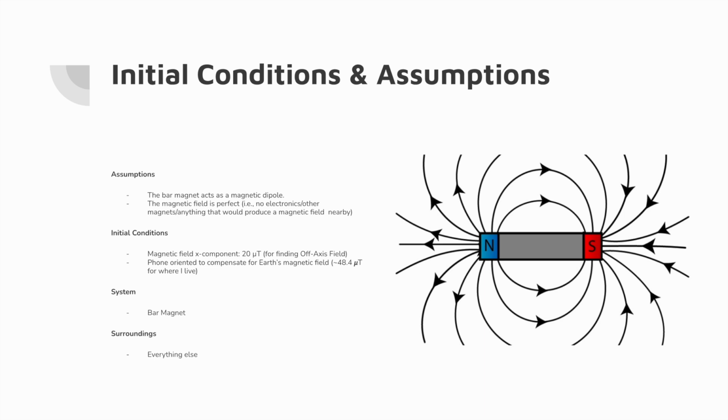Our phone was also oriented to compensate for Earth's magnetic field, which for me was a magnetometer reading of about 48.4 microteslas. The system is the bar magnet, and the surroundings is literally everything else.